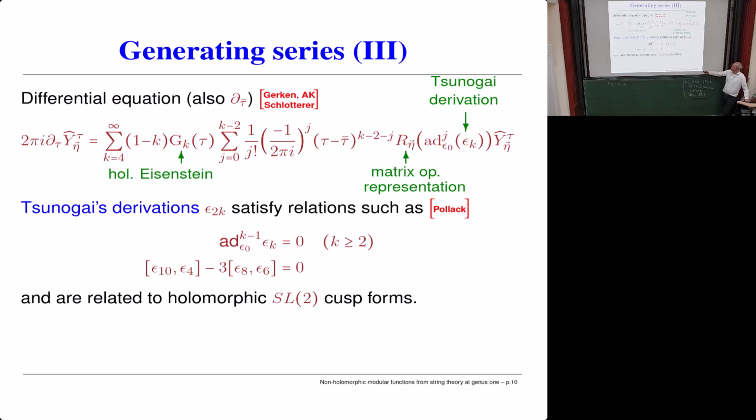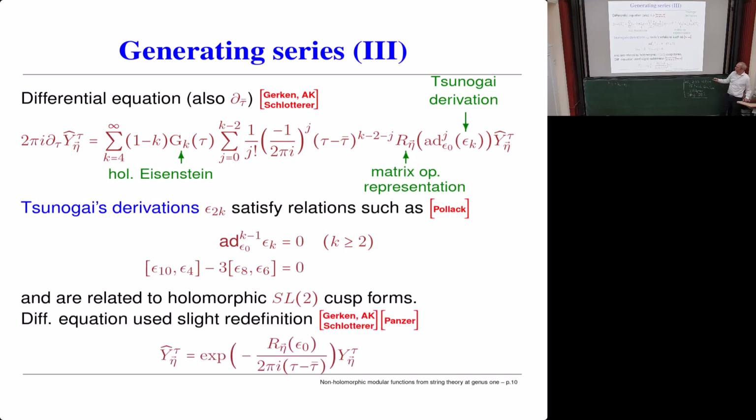And if you take the epsilon 0 and you act with them k minus 1 times on epsilon k, you get 0. So epsilon 0 is nilpotent. It acts nilpotently in this thing. But what is important is that these elements here, they're not free, they satisfy additional relations. And these additional relations are stemming from holomorphic cusp forms. So this is what is spelled out nicely in this paper by Pollack. So the fact that these are not free elements is actually quite important when you want to analyze the differential equation.